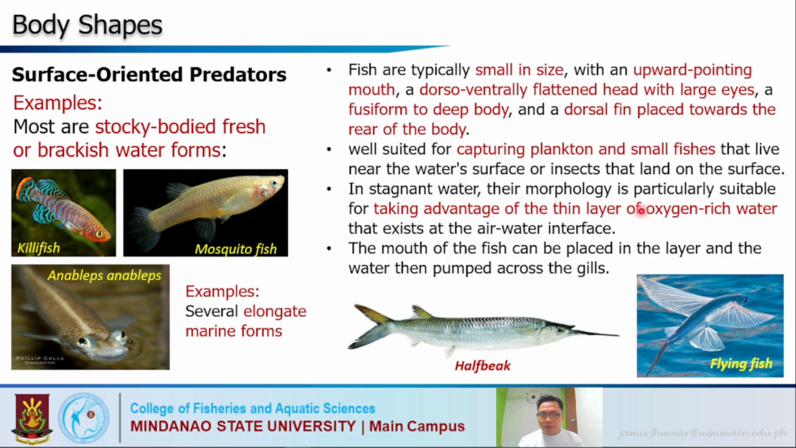Stagnant water, their morphology is in particular suitable for taking advantage of the thin layer of oxygen-rich water that exists in the air-water interface. The mouth of the fish can be placed in the layer of the water, then pumped across the gills. Okay, so examples of which are killifish, mosquito fish, or Anableps, and then halfbeak and the flying fish, of course. So again, they are the surface-oriented predators.